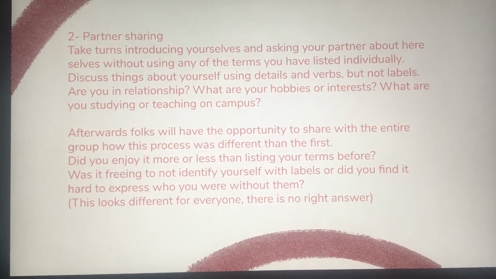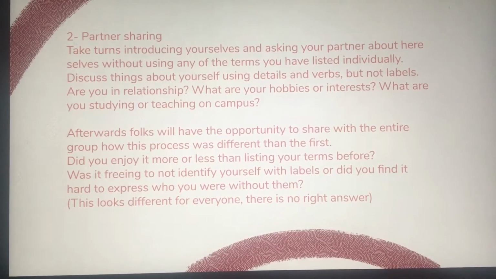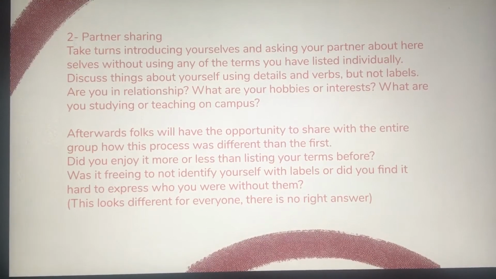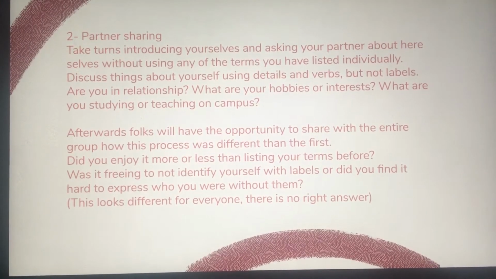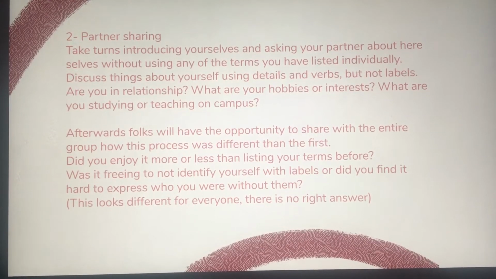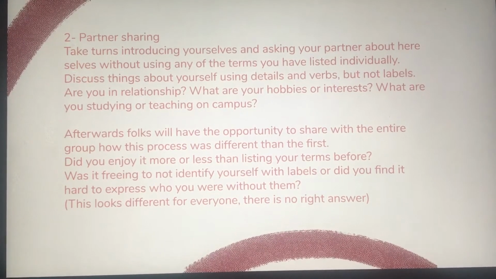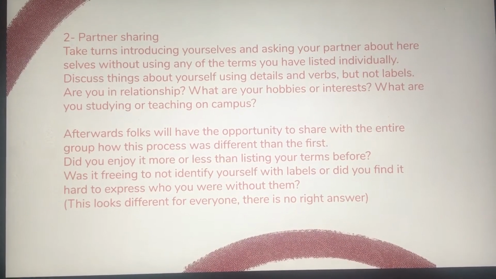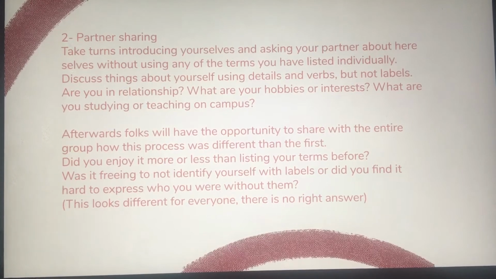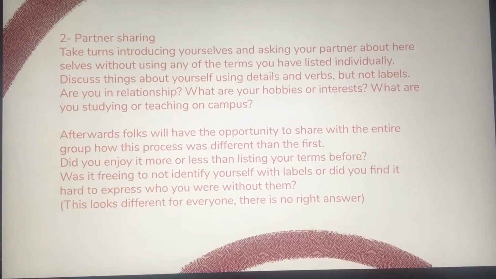Sorry for my shaky camera here. So after that, they're in partners, and I would have them take turns introducing themselves and asking questions about each other, but the difference in this next activity is they're able to communicate using everything but the list that they have just generated about themselves. So they are discussing things about themselves using details and verbs, but not their labels.